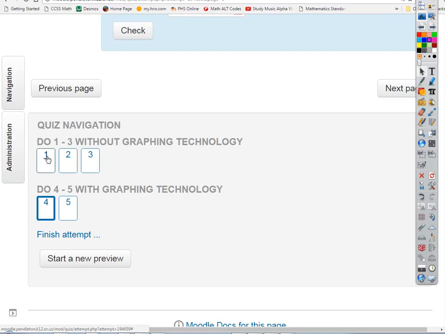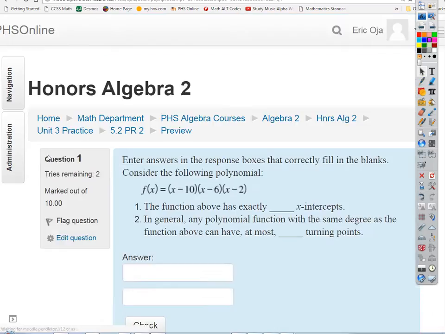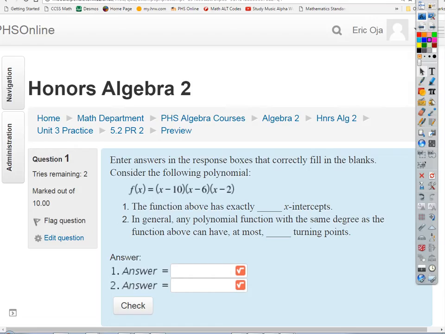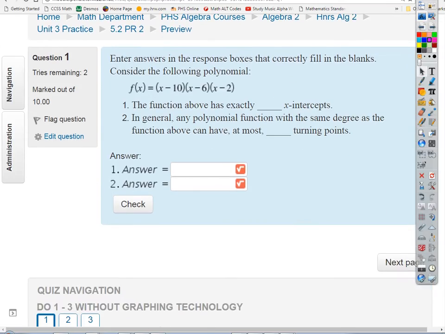Okay, there's some questions that come up here. Where they ask us for a bunch of, 3. This is a really short assignment. So for 3 polynomials, they ask us exactly how many x-intercepts does it have. And then in general, a polynomial of this degree could have at most how many turning points. So let's just do a quick exploration of this, and let's see what we find.